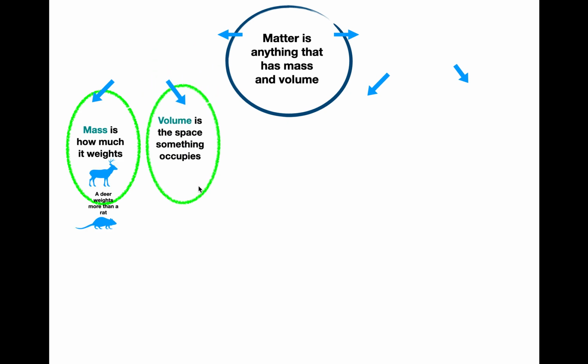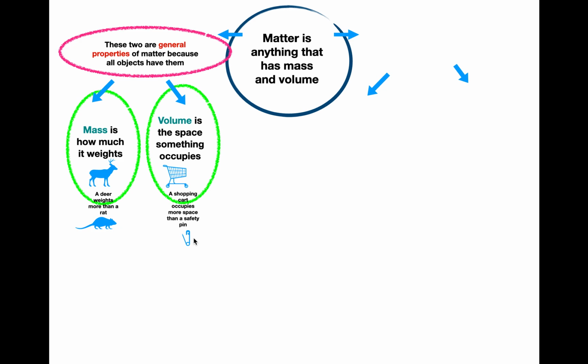So imagine a deer weighs more than a rat, so different mass. This animal has more mass than this one. And volume, an example would be this shopping cart occupies more space than this safety pin. And these two are general properties of matter because all objects have them. And this is why we have these two words included in the definition of matter. General properties or characteristics, so all the objects have them.